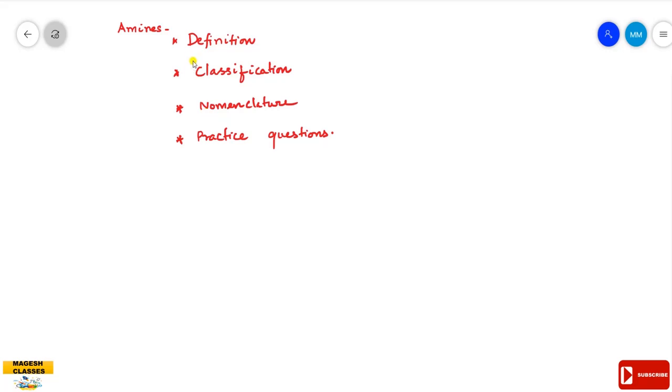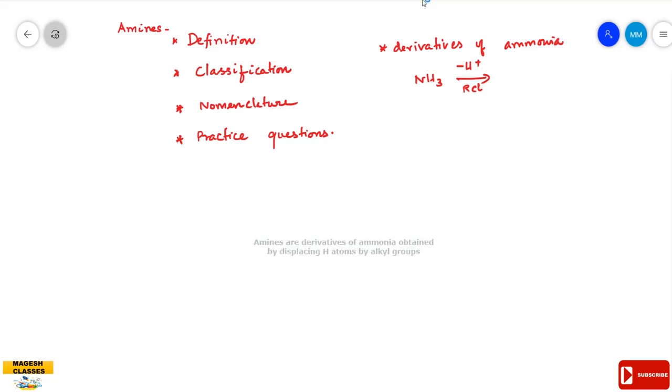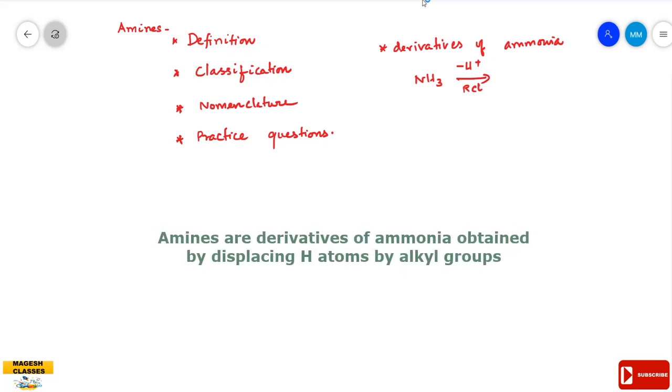First of all, what are amines? How are they defined? Amines are derivatives of ammonia. Amines are obtained by displacing the hydrogen atoms from ammonia by adding an alkyl group by means of RCl, alkyl chloride. What happens? The hydrogen atoms are continuously replaced by the alkyl group.